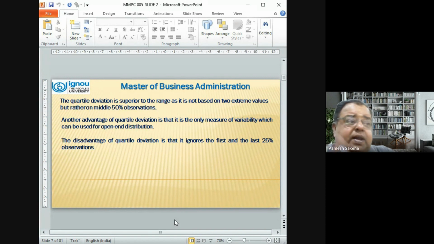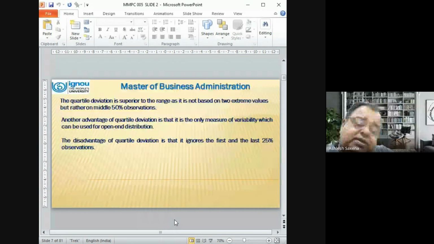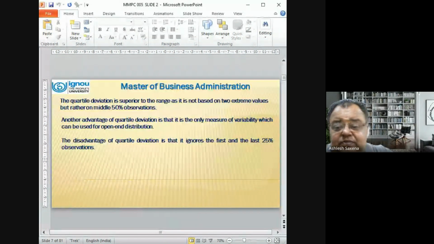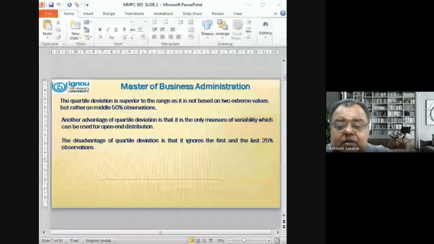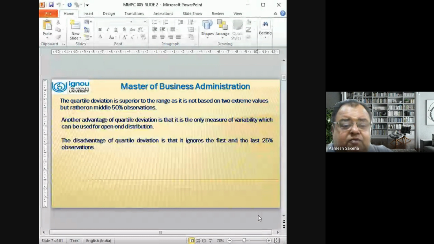And the disadvantage is, it's very much clear. If anything has an advantage, there must be some disadvantage with it also. The disadvantage of quartile deviation is that it ignores the first and the last 25% of the observations.